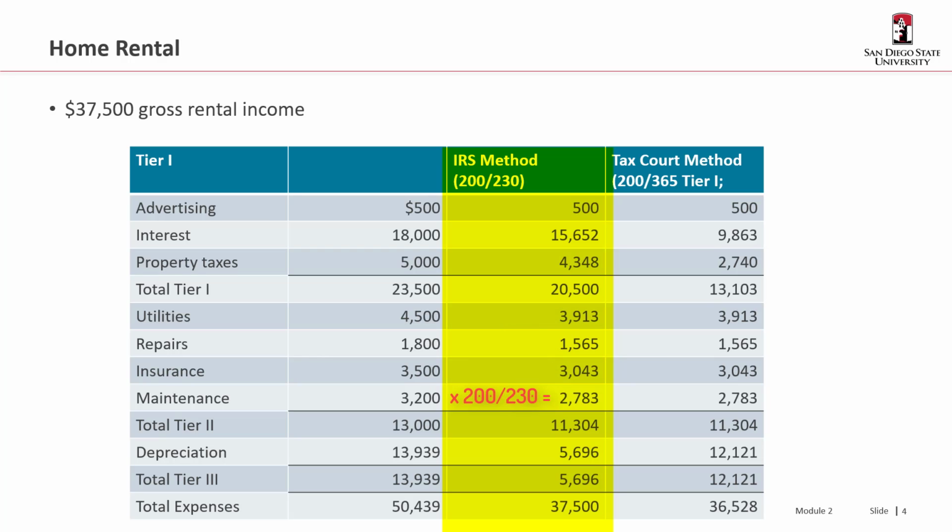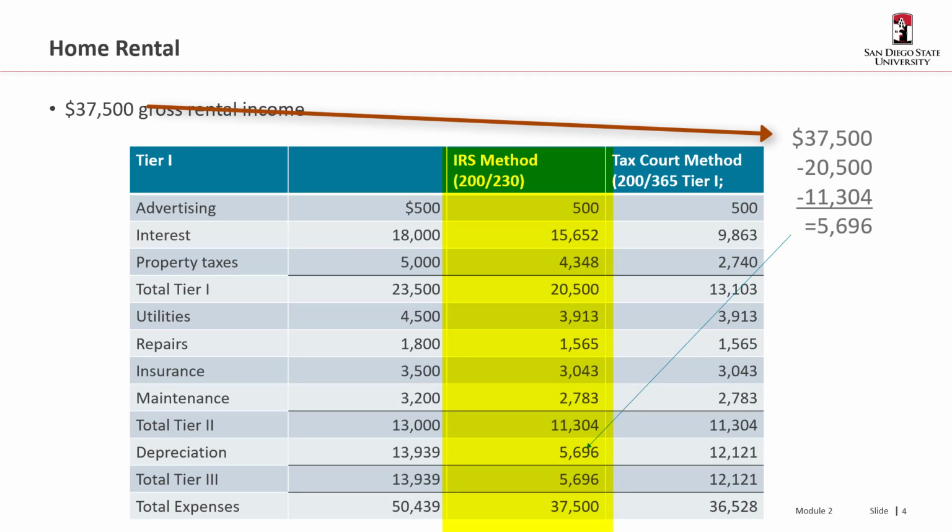So that would imply then that the total amount of Tier 2 expenses is $11,304. Okay, so it looks like we're still not at 37.5 because my Tier 1 is 20,500, my Tier 2 is 11,304. So it must be that my Tier 3 pushes me over 37.5. So what that means is my depreciation deduction is going to be limited.